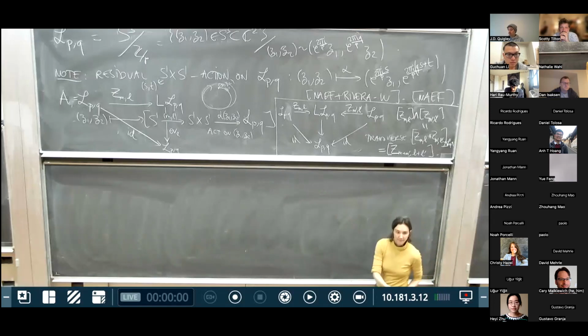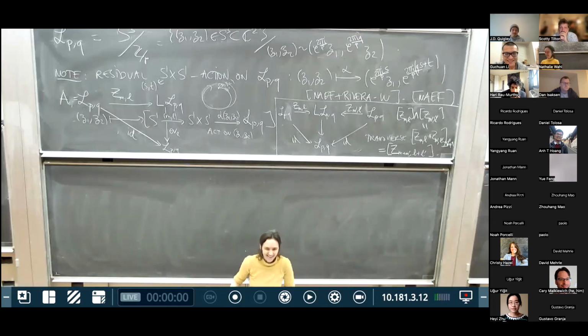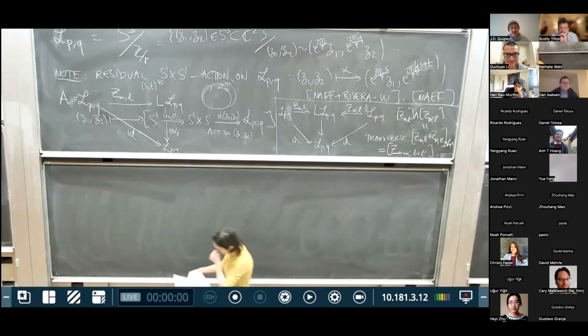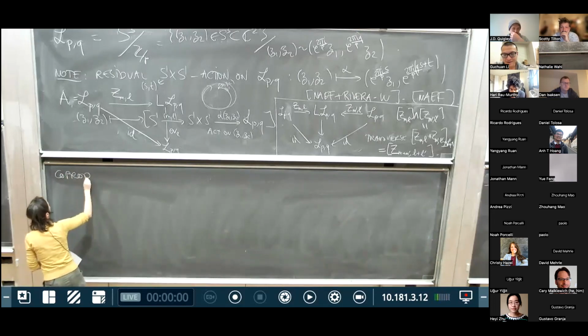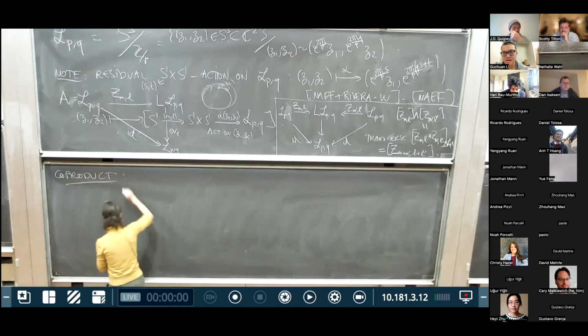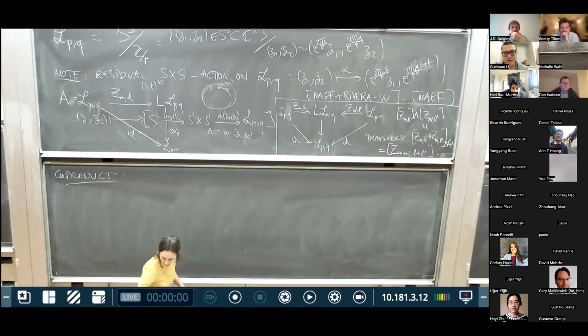Okay, so the coproduct in 5 minutes. You can do this for the coproduct, and the computation is a little bit less easy, but it's not so bad.